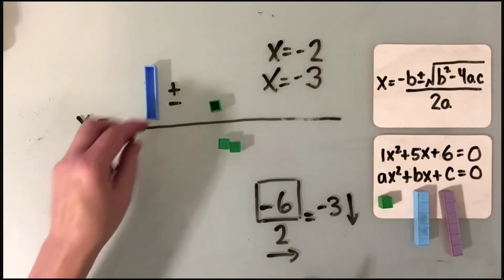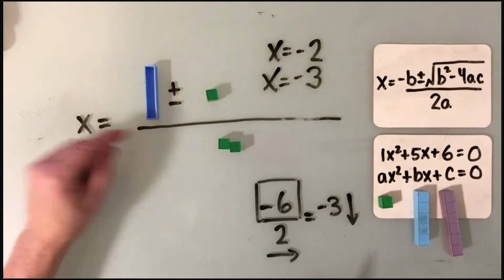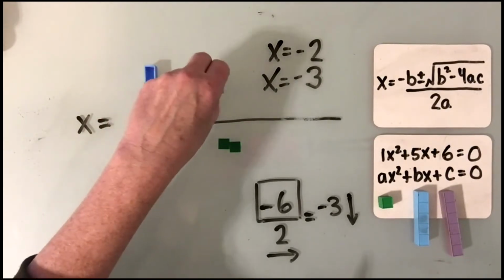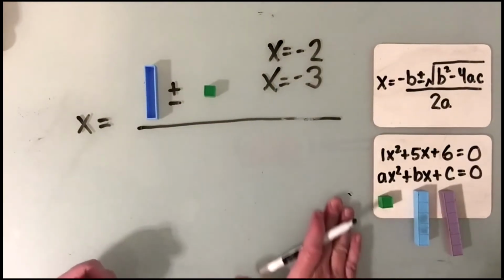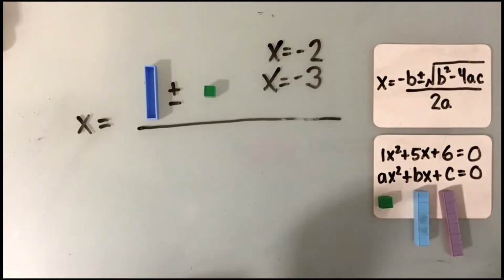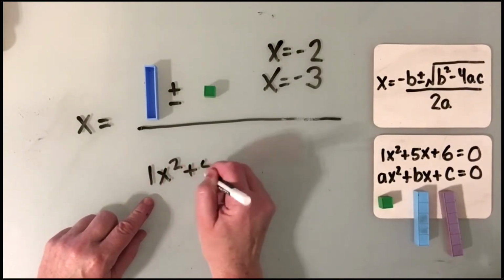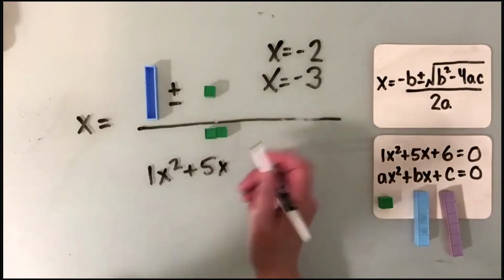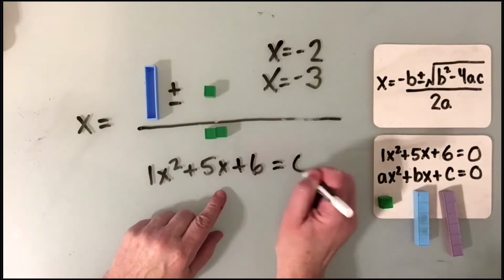Okay, so I'm going to put that back up. When we use the positive, that stays that way. When we use the negative, that gets flipped. Okay, so now we have our two answers that make 1x squared plus 5x plus 6 equals 0. Let's take 1x squared plus 5x plus 6, and we want it to equal 0.